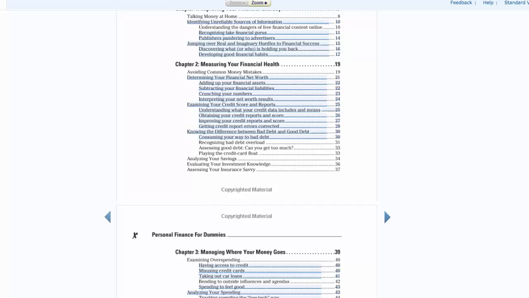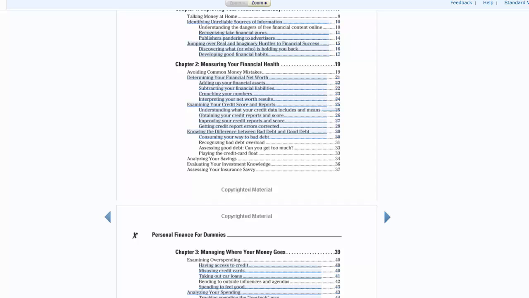But even within a chapter, we can get down very specifically. Knowing the difference between bad debt and good debt. Is there an angle there? Is there a problem there? How to use debt to get out of debt. Maybe that's a solution. Maybe that's one problem, one solution kind of focus.